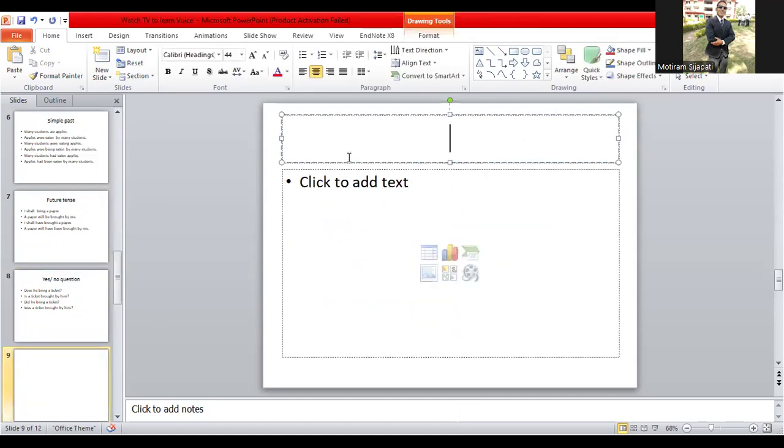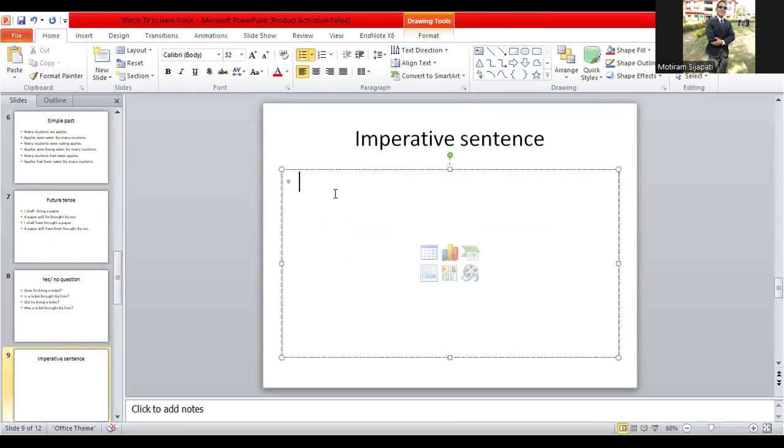Let's talk about the imperative sentence. An imperative sentence is an order, a suggestion, and a request also. For the imperative sentence, I'll say here: close the door. Close the door. Then the order will be: let the door be closed.